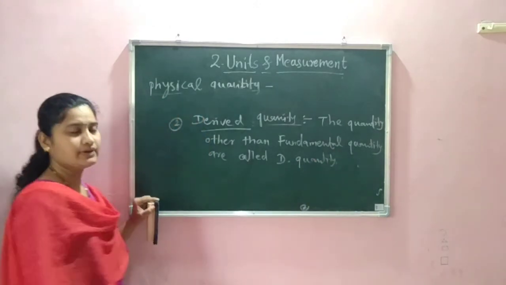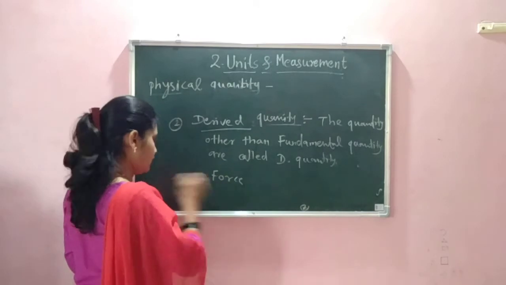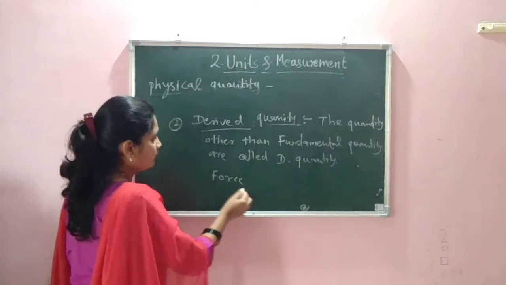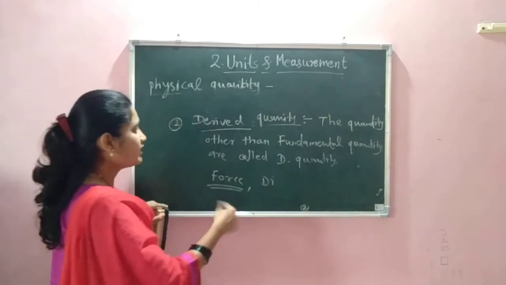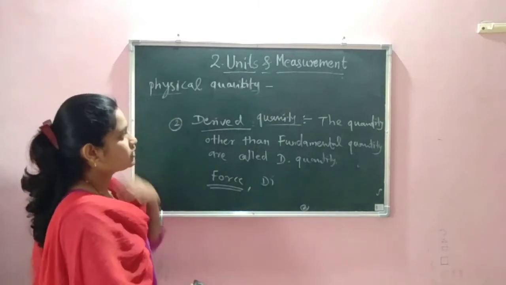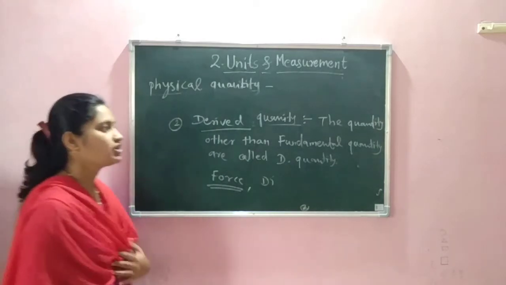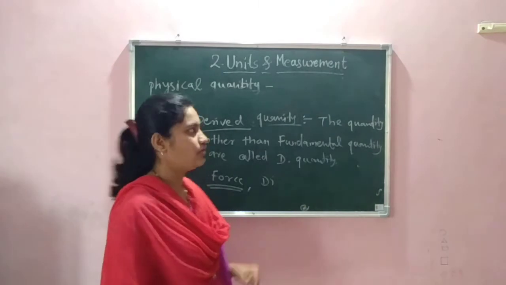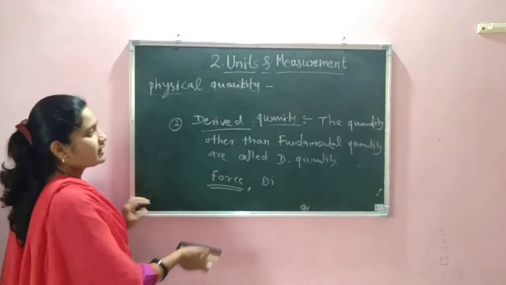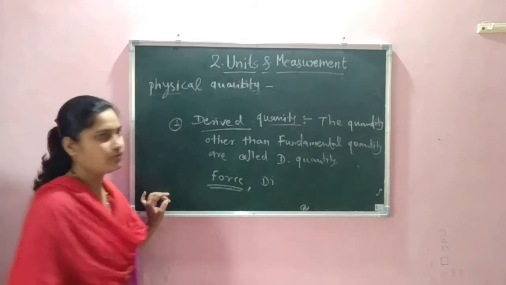There are different quantities. Here we can take force, displacement, and you can take more examples. So the derived quantity definition is that the quantity other than a fundamental quantity, which depends on fundamental quantities, is called a derived quantity. So here we have seen there are 2 types of quantities, fundamental quantity and derived quantity.